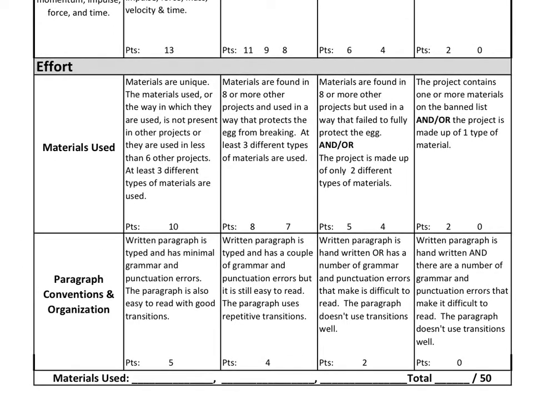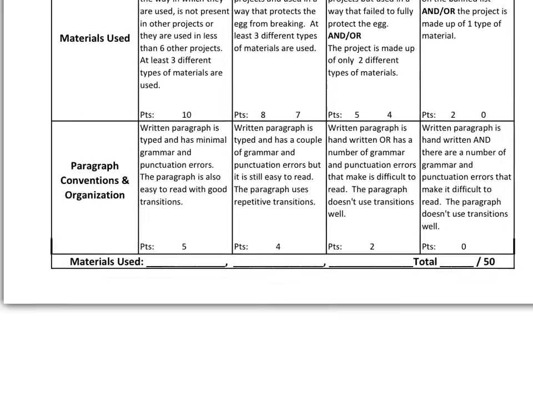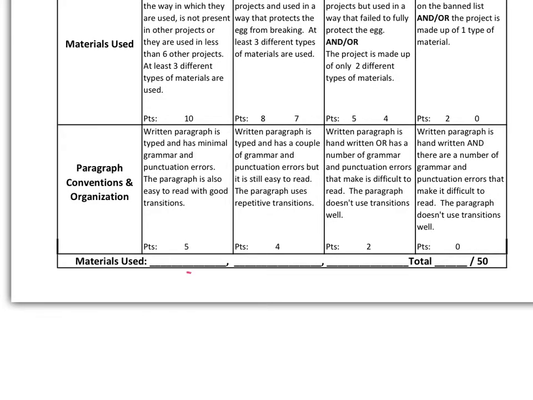Okay, effort. It says materials used. If the materials, or the way in which they are used, are not present in other projects, or they are used in less than 6 other projects, and at least 3 different types of material are used. So you need to use 3 different types of materials. You can't just use the same materials over and over again. And down at the bottom, you're going to give me a list of the 3 main materials that were used in your project.